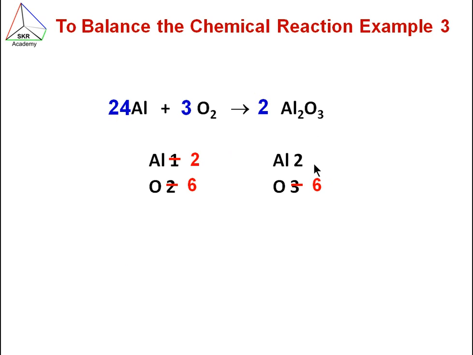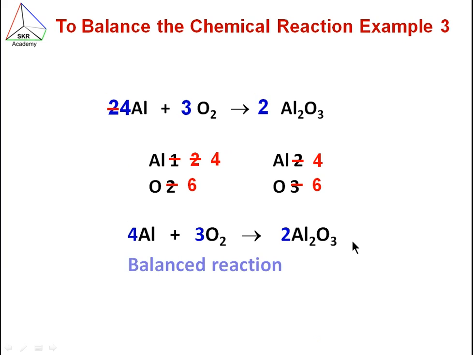So what we have to do to balance that, rather than 2 on the left hand side, we have to change this coefficient from 2 to 4. Then the total number of aluminum on the left hand side will become 4, and on the right hand side it was already 4. So the final balanced reaction will be 4 aluminum will react with 3 molecules of oxygen and will produce 2 molecules of aluminum oxide. So the balanced reaction is this one.